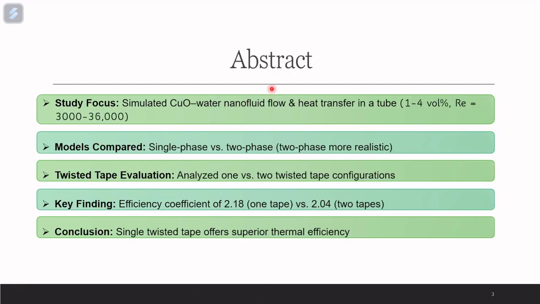So this is the abstract. This study simulates the flow and heat transfer of copper oxide water nanofluid at different solid concentrations, 1 to 4%, in a tube under turbulent conditions where the Reynolds number is 3000 to 36,000, using a single phase model. The two phase model more accurately reflects real behavior. The results show that the tube with one twisted tape has a performance efficiency coefficient of 2.18, outperforming the one with two twisted tapes, whose efficiency coefficient is 2.04, making the one twisted tape configuration more thermally efficient.